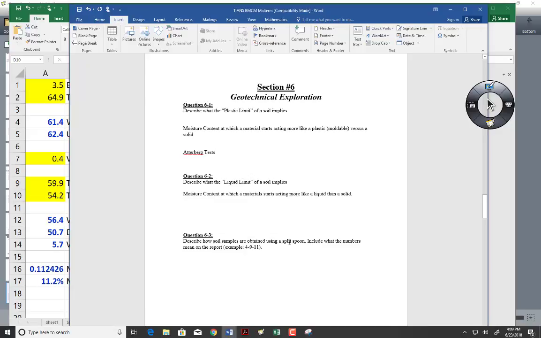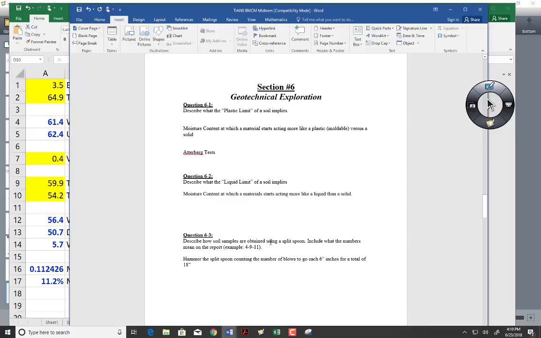Describe how soil samples are obtained using a split spoon, and include what the numbers mean on the report. So how do you get a split spoon? We auger down to a certain depth, we slide down the split spoon, and then we hammer for 6 inches. We hammer the split spoon, counting the number of blows to go each 6 inches for a total of 18 inches.